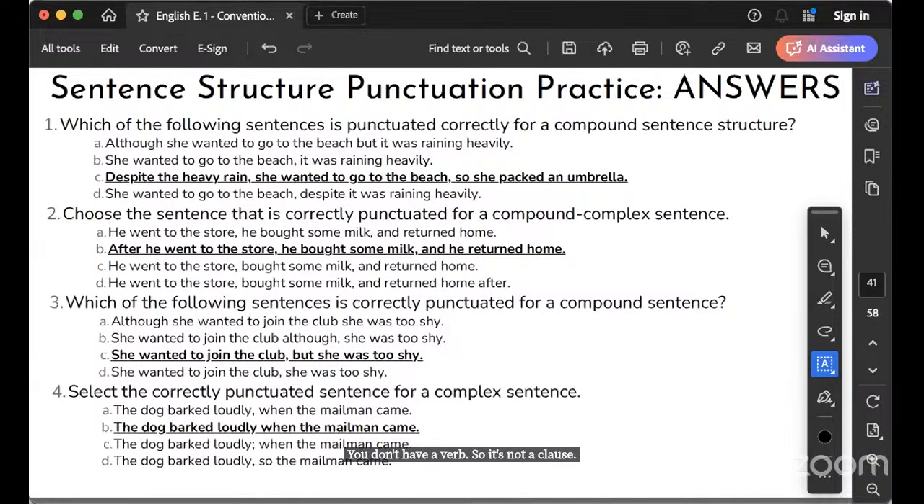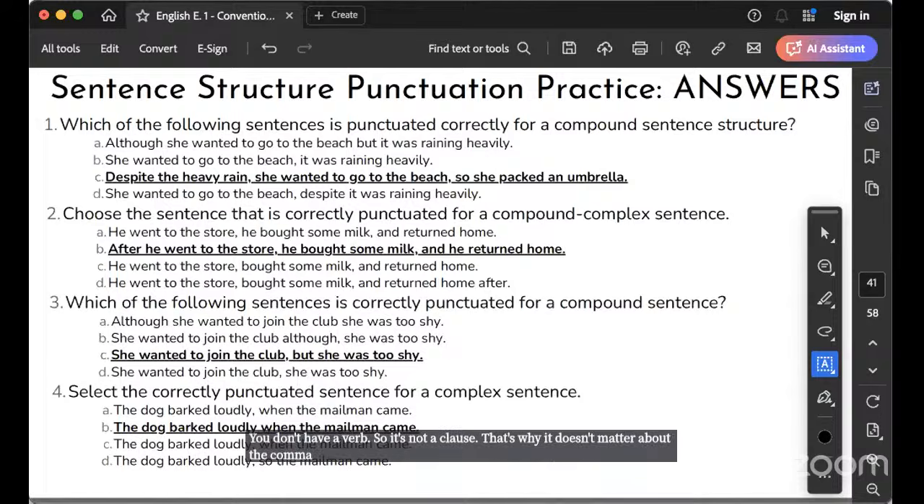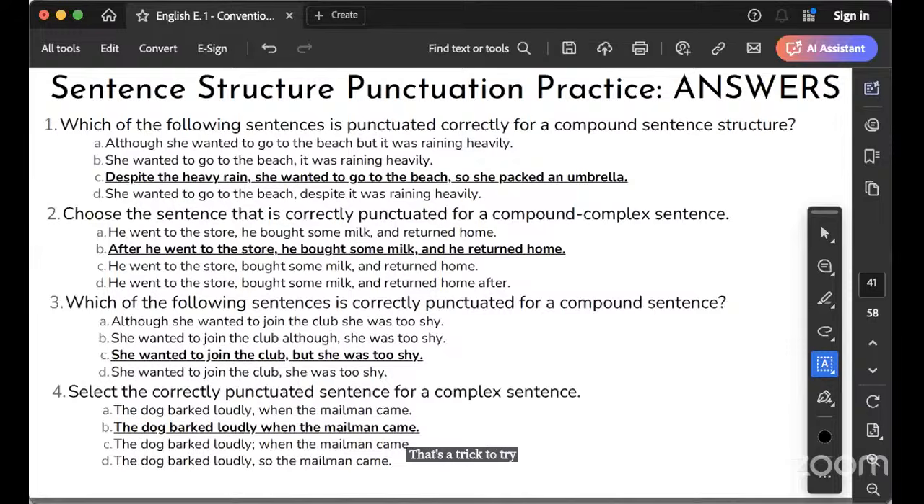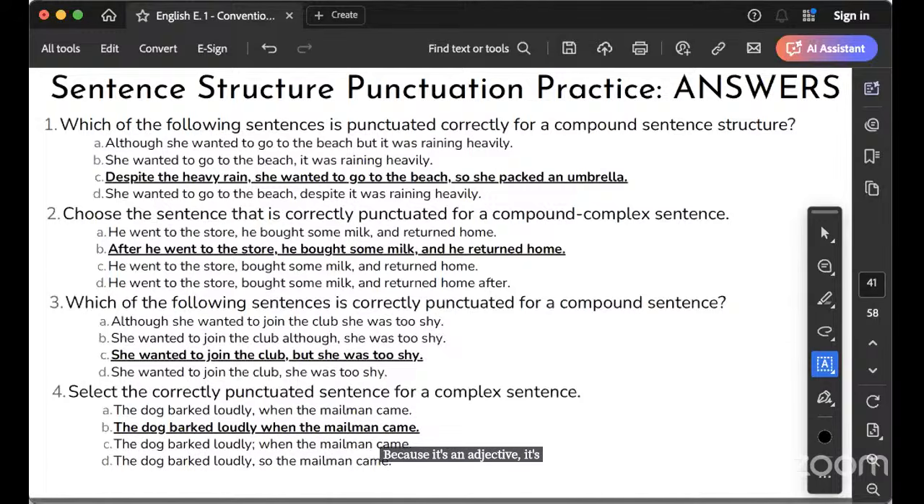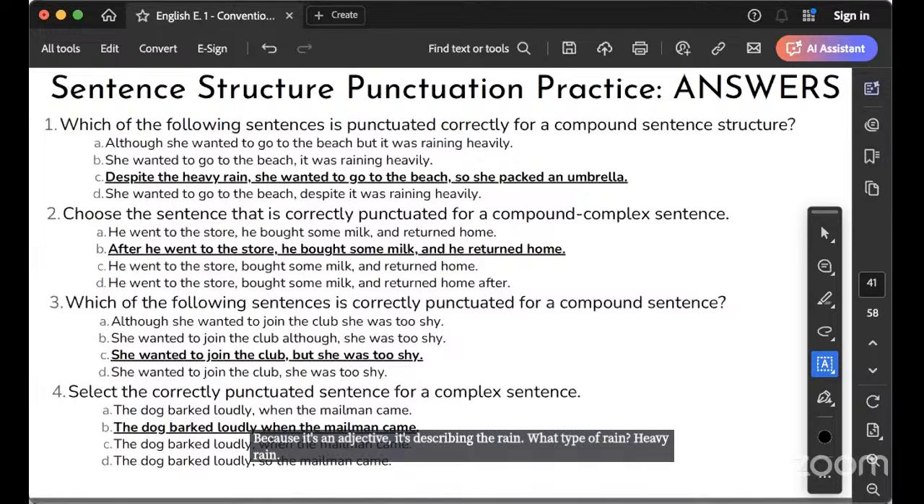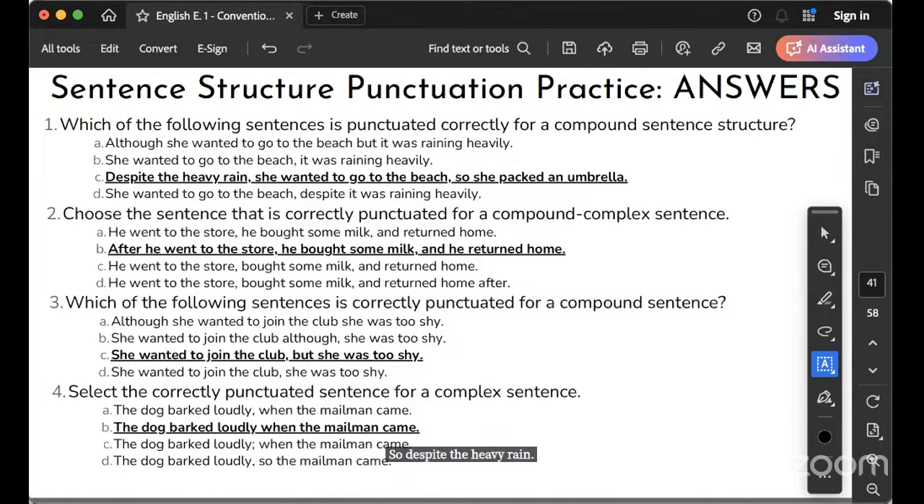That's why it doesn't matter about the comma being there, because that's not a dependent clause. That's what we call an introductory phrase. That's a trick to try to make you think it's a dependent clause, but because it doesn't have the verb, you have to rule it out. Heavy wouldn't be a verb because it's an adjective. It's describing the rain. What type of rain? Heavy rain. So despite the heavy rain, that's not a dependent clause. That's just an introductory phrase. You just kind of got to mark it out and pretend like it's not there. So then you look at what's left.